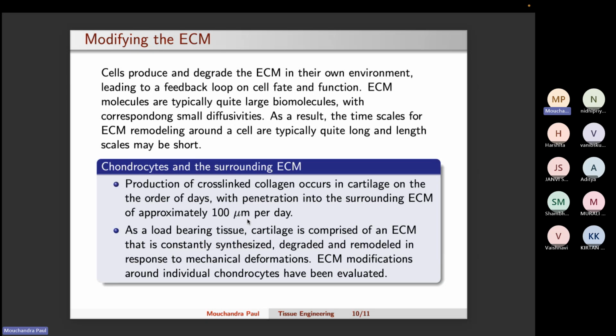So the tissue is very big, but the modification is taking very slow time. The remodeling phase in the wound healing process that we have already discussed takes years.